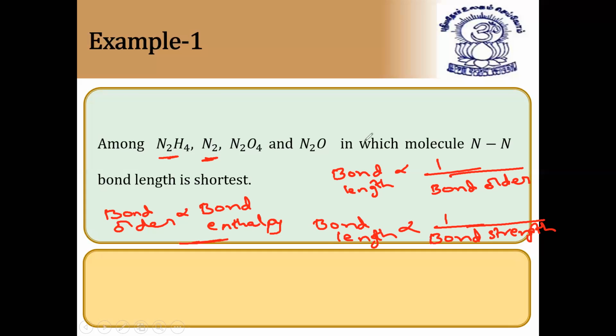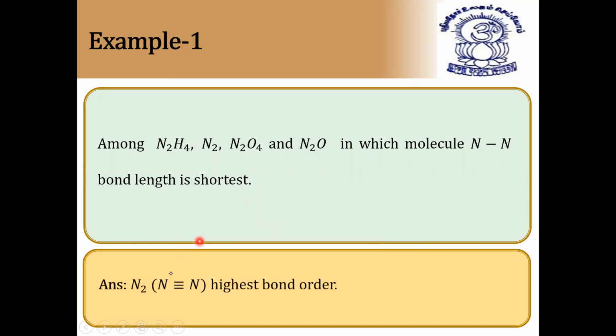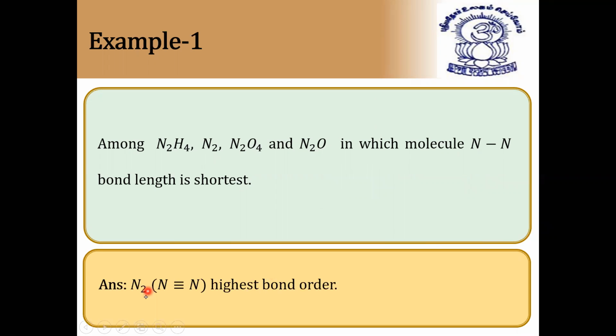So N2H4. In which molecule is the NN bond length shortest? Shortest means highest bond energy, shortest bond length. So I hope it could be nitrogen molecule because its bond order is 3. As I told you, it has the highest bond order. Highest bond order means least bond length, because N triple bond N has the highest bond order. I hope it is clear.